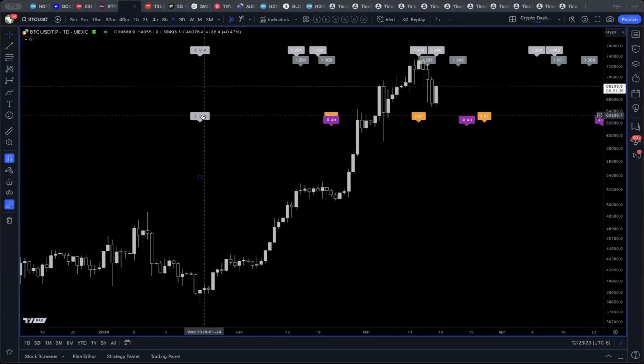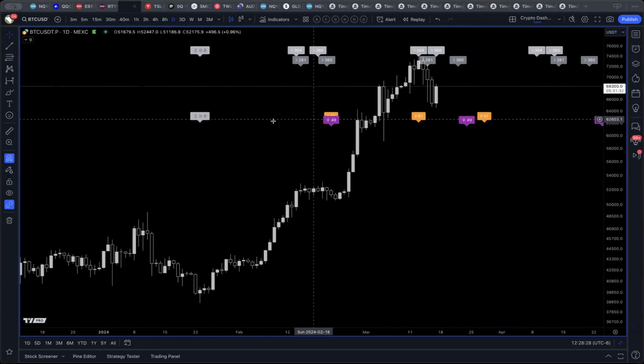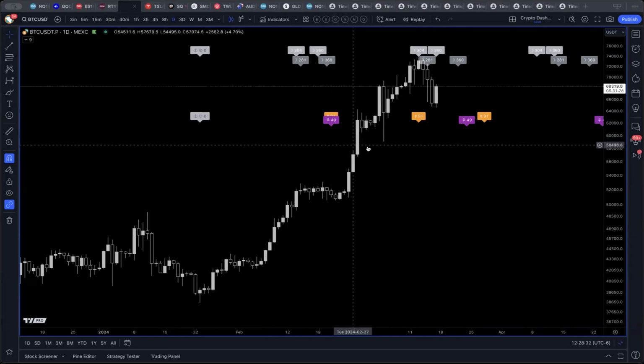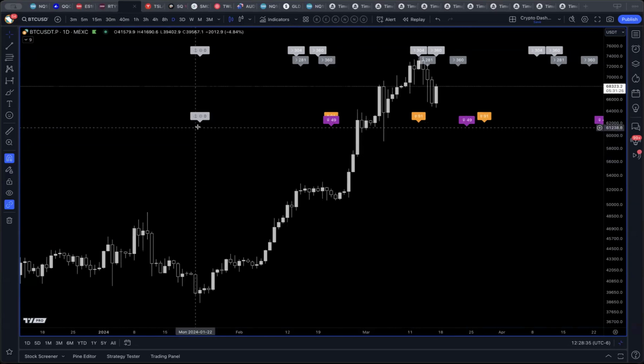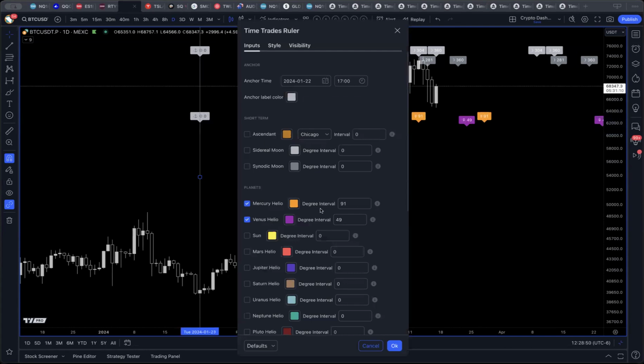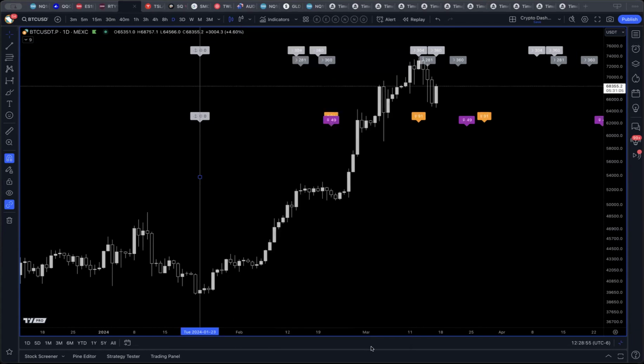And we've got a second ruler here anchored to the same day, and I'm going from low to low. I'm trying to find the low to low cycle here. And in this case, I found that Mercury 91 and Venus 49 seems to be working the best. Just to double click on this, we've got Mercury Helio 91, Venus Helio 49. Those are the only two settings.